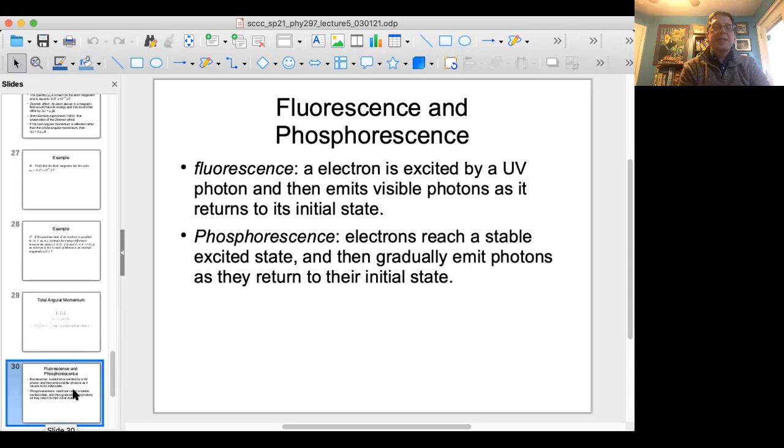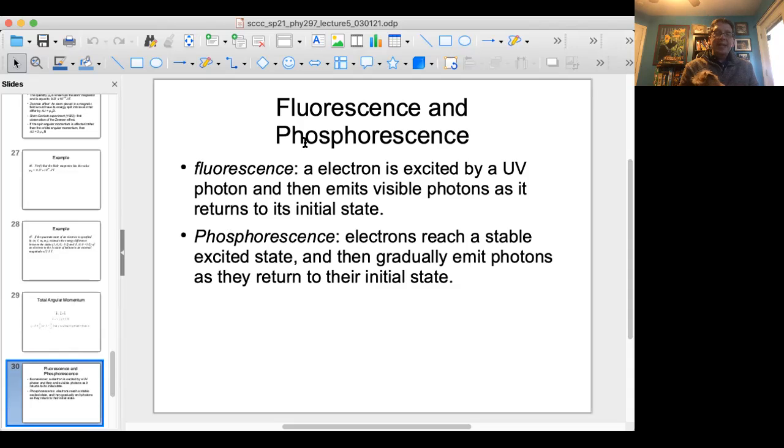And so we talked about some properties that are tied to quantum mechanics. And so fluorescence occurs when an electron is excited by a UV photon and then emits visible photons as it returns to its initial state. So again, sometimes you can expose a substance to UV light and it will start to glow. And that's what fluorescence is. And again, there's a quantum mechanical explanation for it.